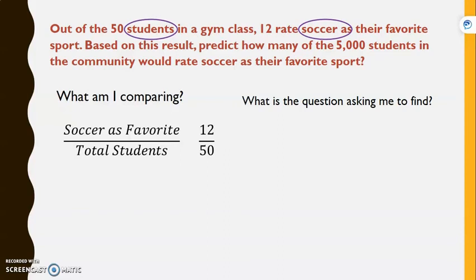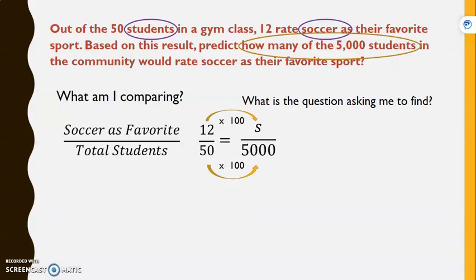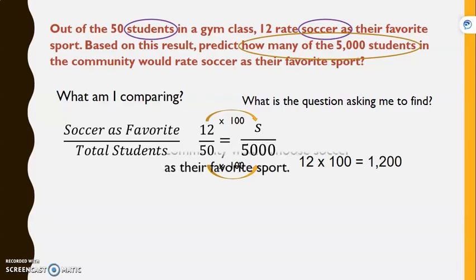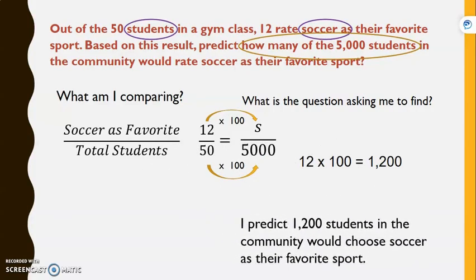But what is the question really asking me to find? It's trying to figure out how many out of 5,000 would choose soccer as their favorite. So soccer as their favorite is the part that we're looking for. 5,000 is the total in the community. So to solve this proportion, we multiply 50 times 100 to get to 5,000, and 12 times 100 is 1,200. So I predict 1,200 students in the community would choose soccer as their favorite sport. And this is solving questions using proportions.